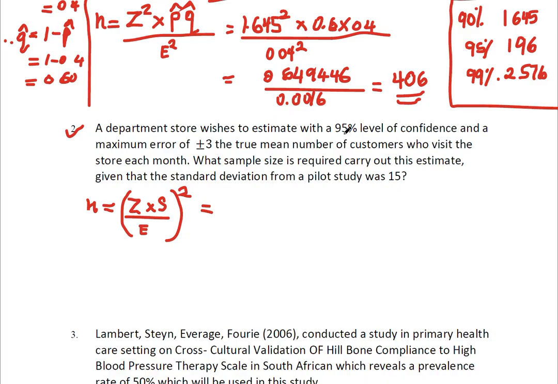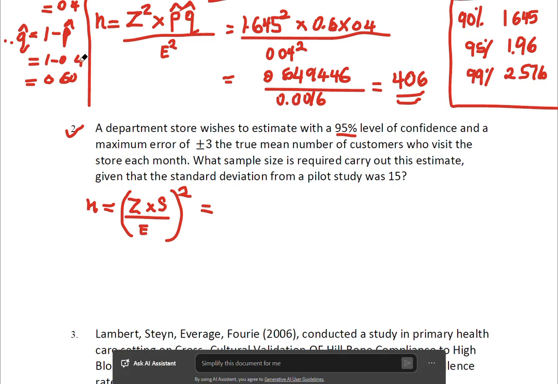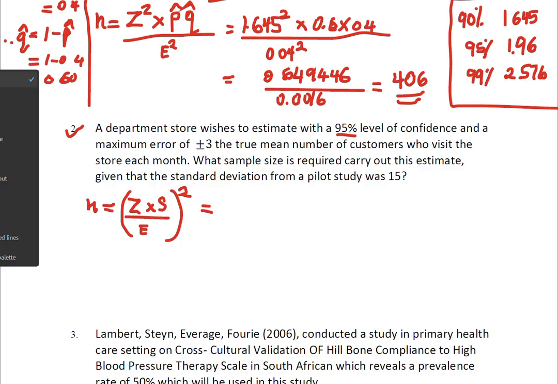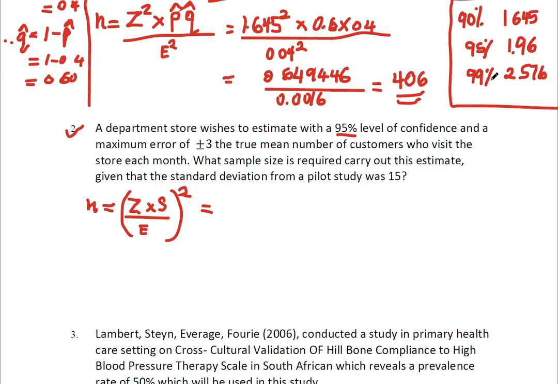So since we are using a 95% confidence here, this is 1.96, 1.645, and of course 2.5 right there. Okay, now since we're using a confidence level of 95% for this estimate, then we are going to use the z-value of 1.96. So this would therefore be 1.96 multiplied by the given standard deviation from the pilot study of 15.